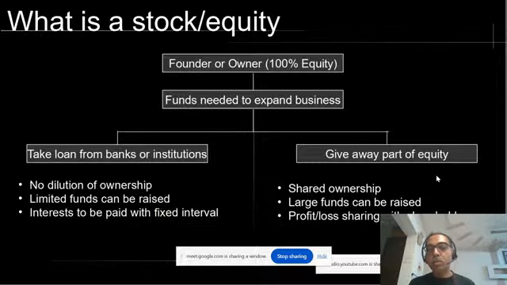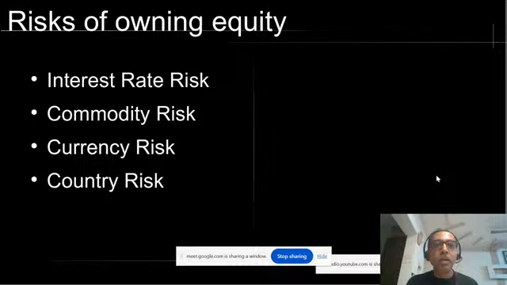So I discussed the benefits and drawbacks of both these models. Now, when we are trading, or if anyone is trading equity, there are different types of risk associated. Many people would have seen this with mutual funds. Equity has a risk associated with it. There are different components of risk. First one is interest rate risk.